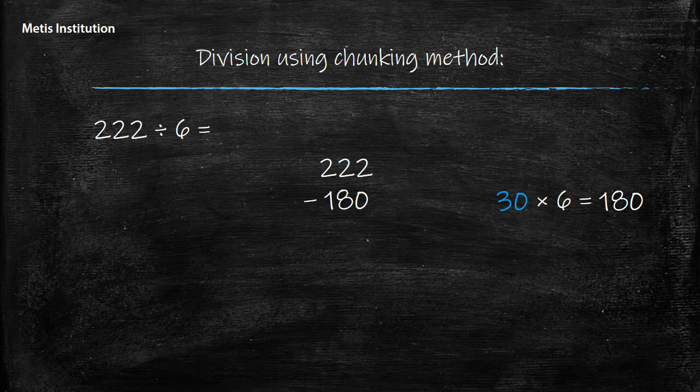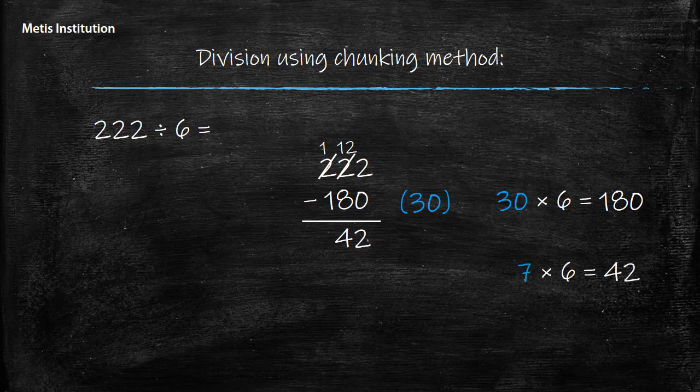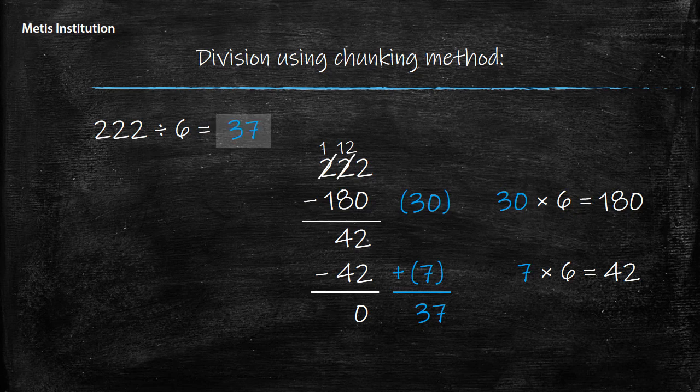So 180 taken away from 222 will give you 42. And you should know that the multiple of 6 that gives 42 is 7 times 6. 42 minus 42 here equals 0. So now for your answer, you do have to add your multipliers. 30 plus 7 equals 37. That means 222 divided by 6 equals 37.